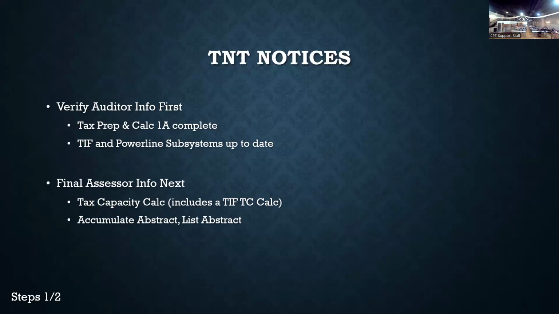You start the TNT sequence. You want to do power lines, and then you want to go to your assessor. We do include that TIF TC calc in there now, so you don't have to do that separately. And then again, like Liz said, Val's old thing, calculate, accumulate, list. We need them to calculate their TC, accumulate their abstract, and then list it for you.